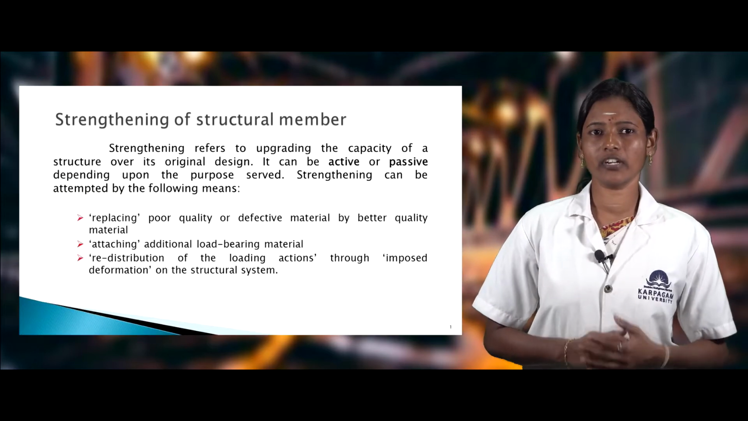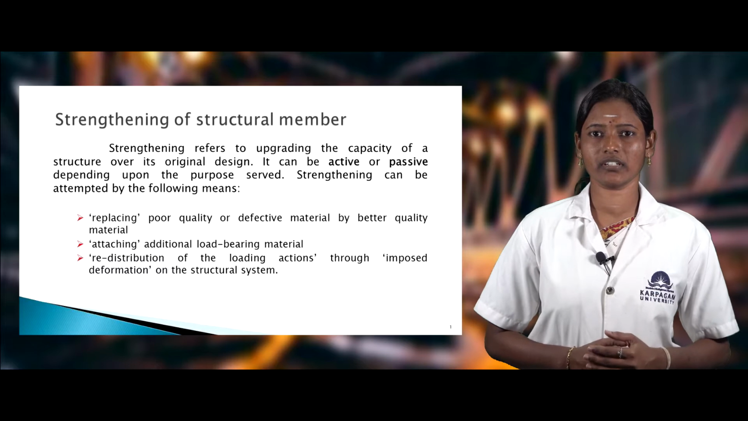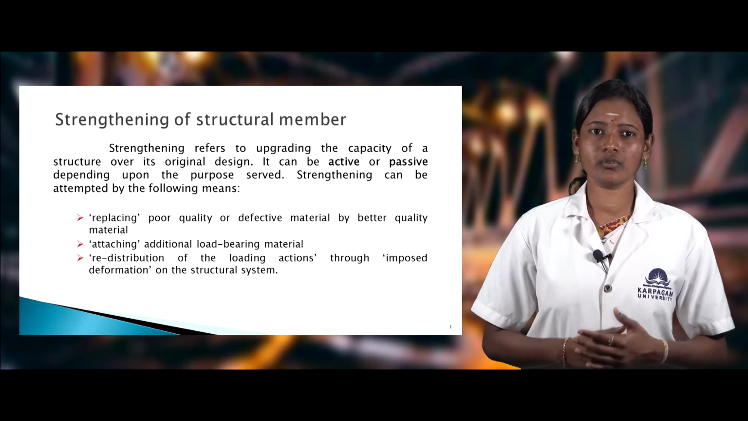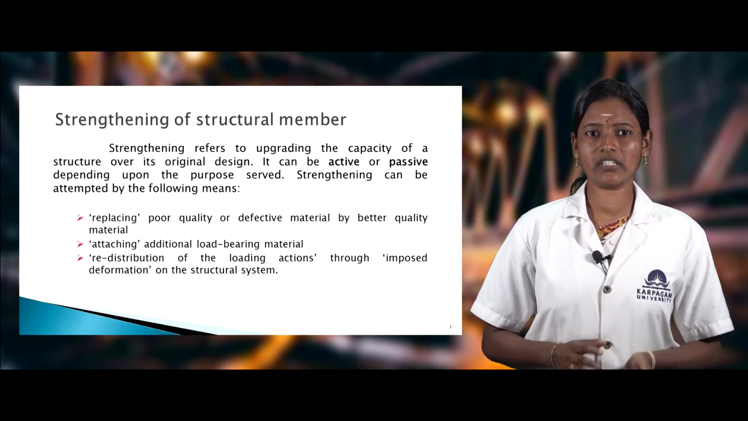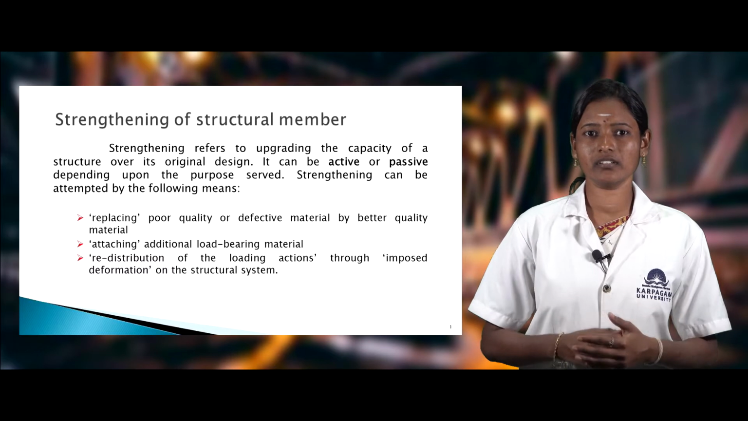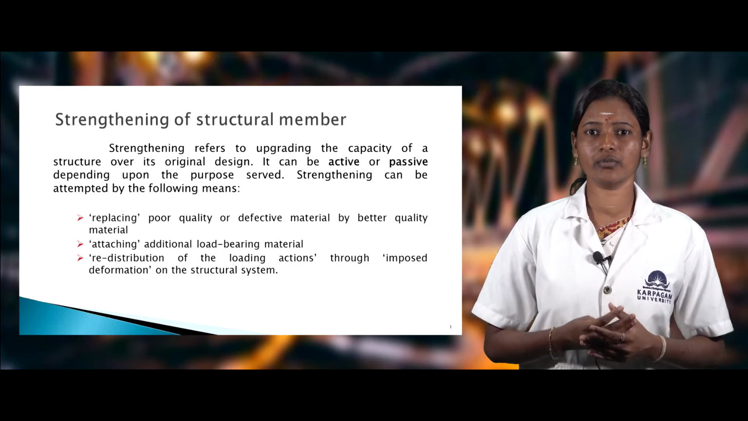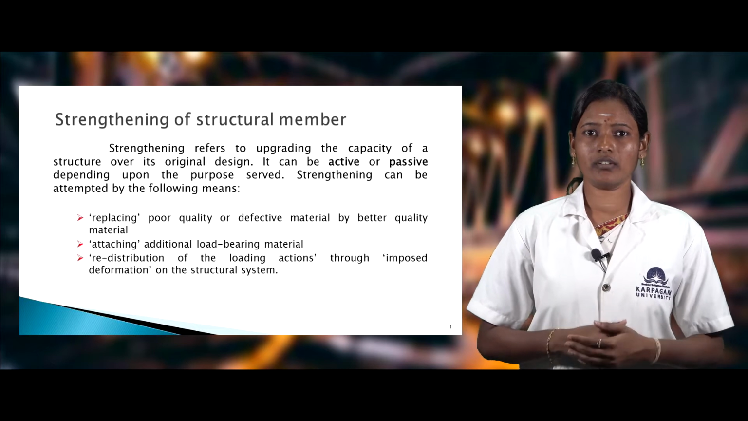The strengthening or upgrading of the capacity of the original structure can be regained by some strengthening techniques. It may be active or passive depending upon the purpose served. Strengthening can be attempted by the following processes: replacing, attaching and redistribution. Replacing means replacing the poor quality material by better quality material, attaching means adding an additional member or a reinforcement to the material, and redistribution is distributing the load to the newly added member.